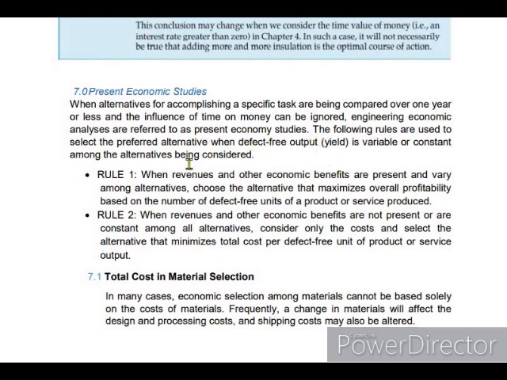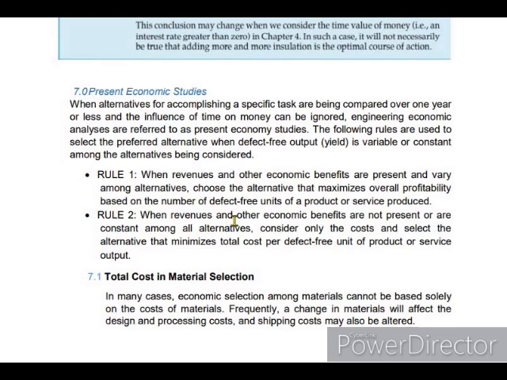So the following rules are used to select the preferred alternative when defect-free output or the yield is variable or constant among the alternatives being considered. Okay, so this is rule number 1. When revenues and other economic benefits are present and vary among alternatives, choose the alternative that maximizes overall profitability. Okay, because that's what we want. Higher profit means more money for the company.